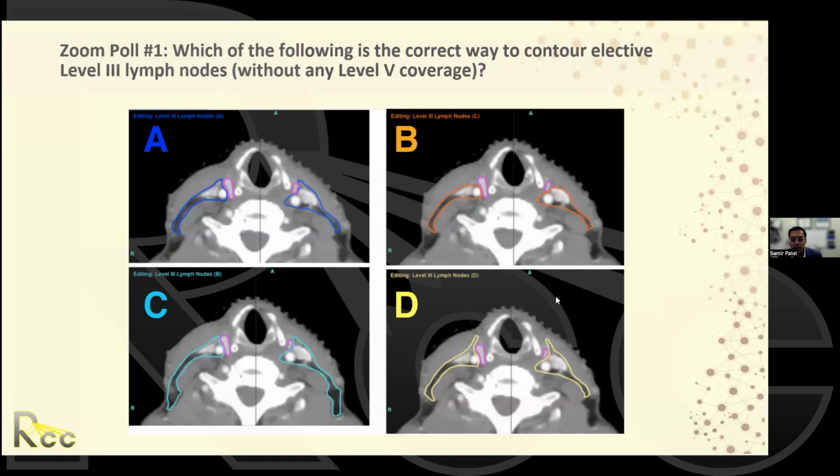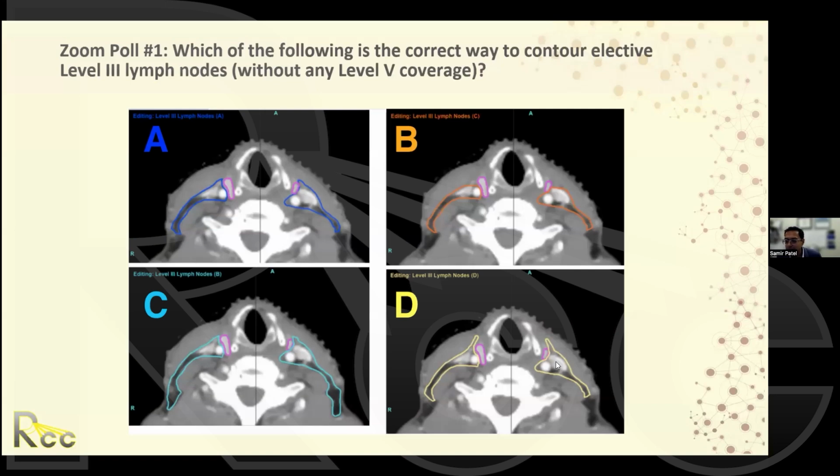Okay, so B and D here. We remember we talked about the anterior border being the anterior edge of the sternocleidomastoid muscle. So this is the sternocleidomastoid muscle. And remember, this is the thyrohyoid muscle and the posterior third. So this is the anterior edge of level 3. So that's why B is almost correct, but not fully correct.